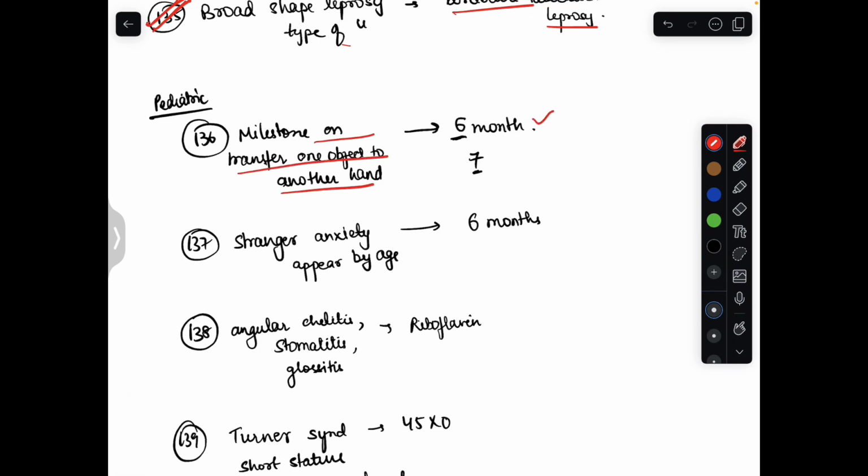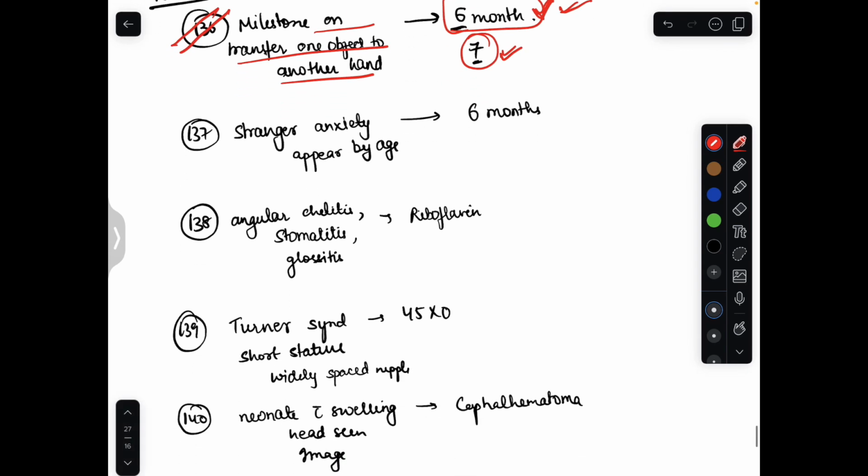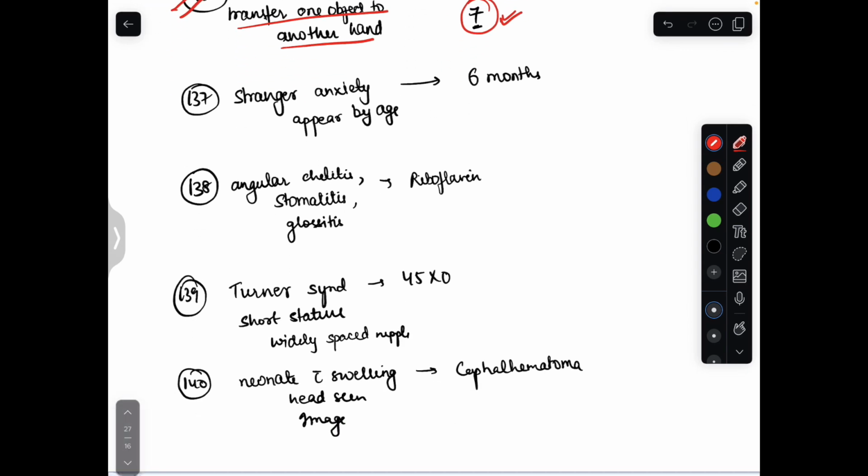Okay. Now for the pediatric 136 milestone on transfer of one object to another hand. For this, the correct answer is 6 months because I studied from BTR from Janamam. She mentioned 6 months for this, but during the recall session some teachers said it's 7 months, but some said it's 6 months. So this question is also in confusion.